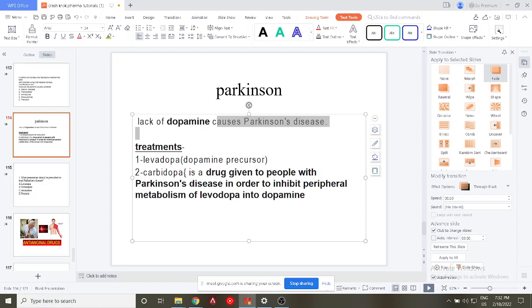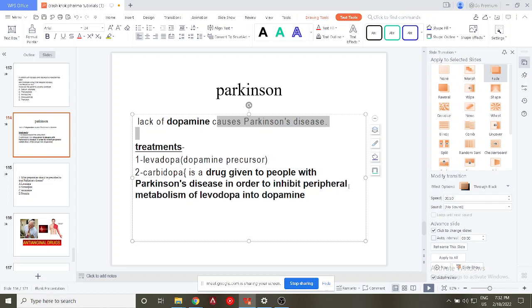Then carbidopa is a drug given to people with Parkinson in order to inhibit the peripheral metabolism of levodopa into dopamine. So in Parkinson, there's lack of dopamine in the central nervous system, the brain, and the spinal cord. So we want to increase the dopamine only in the brain, nowhere else. We don't want to increase dopamine in the peripheral nervous system. We don't want to increase it in the heart, in the GIT, in the blood vessels. So to stop that, we're going to give carbidopa.